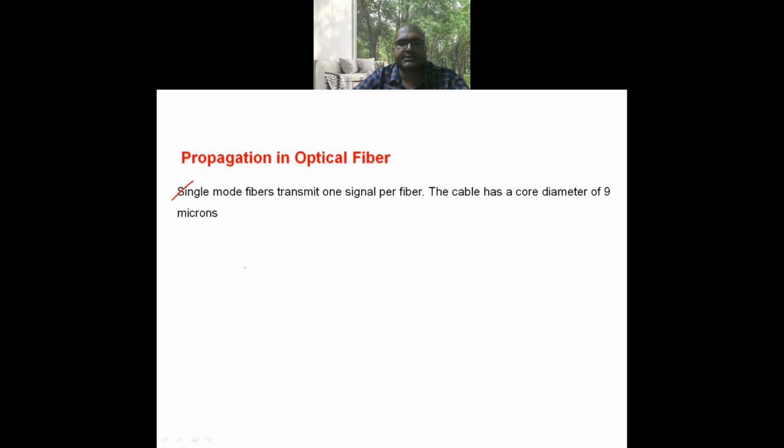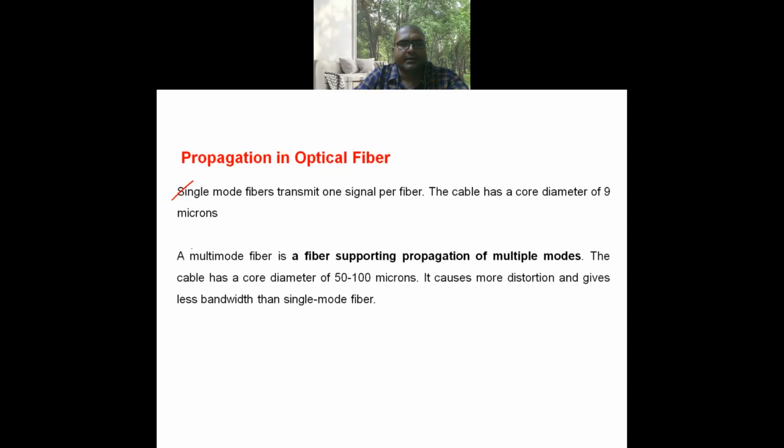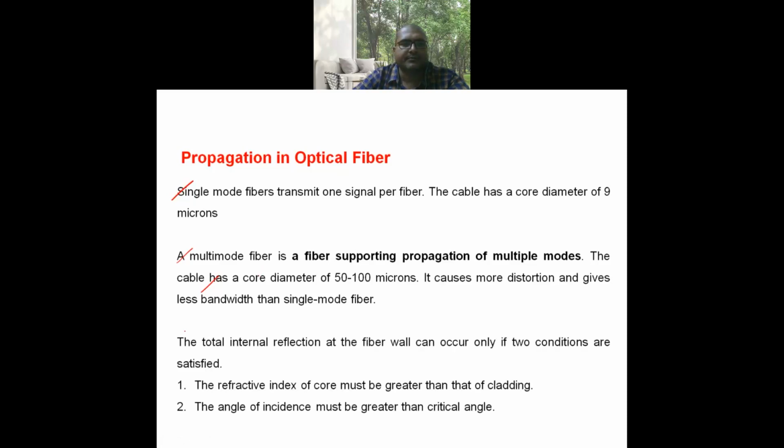Single mode fiber transmits one signal per fiber. The cable has a core diameter of around 9 microns. A multimode fiber supports the propagation of multiple modes. The cable has a core diameter of around 50 to 100 micrometers. It causes more distortion and gives less bandwidth than single mode fiber.